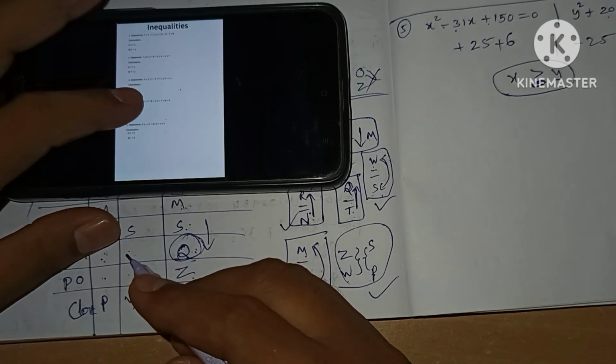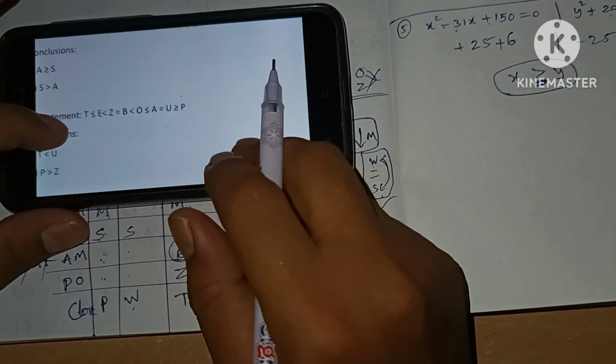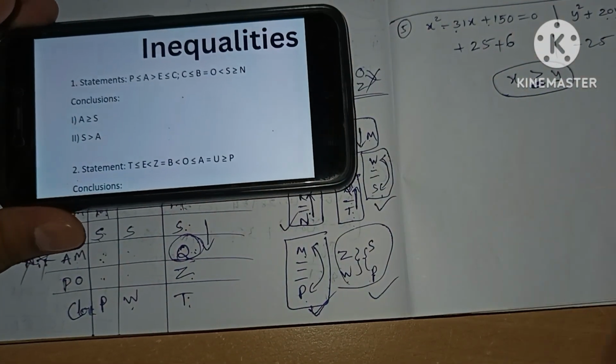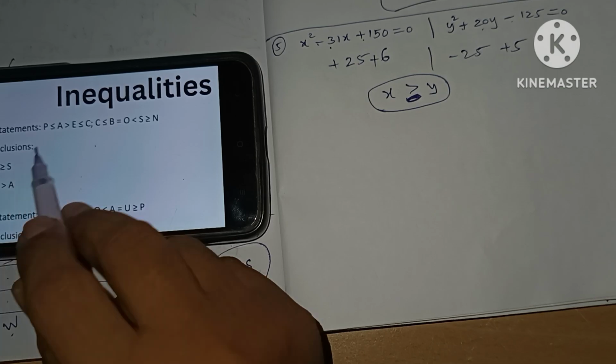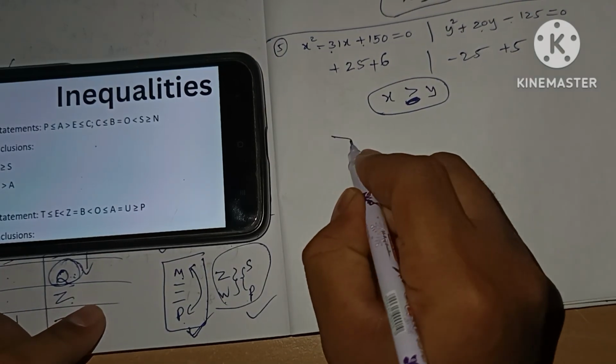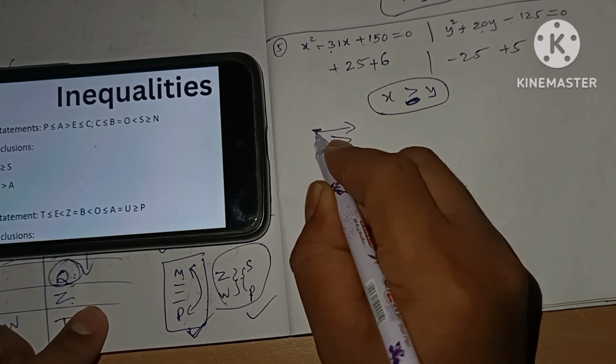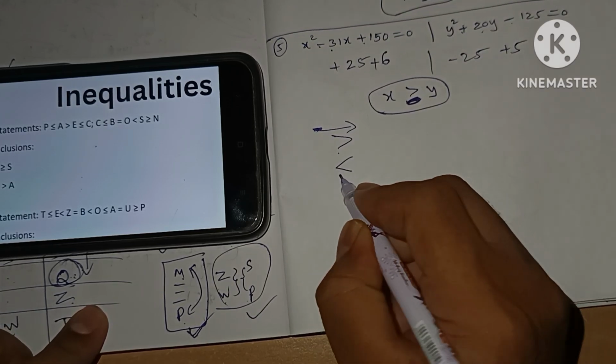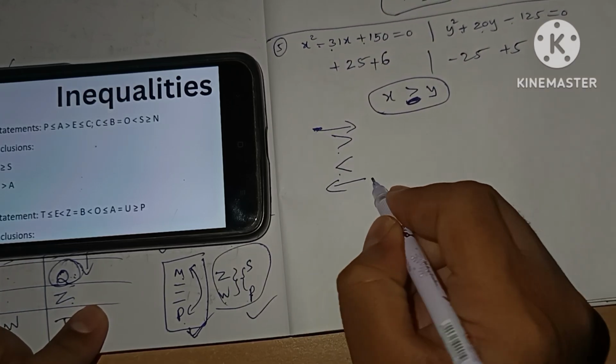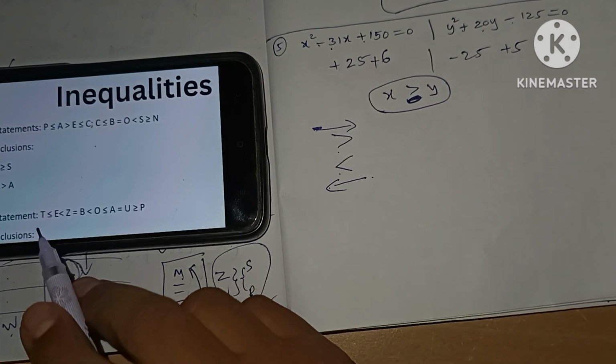Now we are going to see inequalities. First question, this one. Before going to start this topic, I'm using the concept of a flow method. If I see a symbol like this, I say that the flow is from this side to this side. If I see a symbol like this, I say the flow is from this side to this side. So let's start.